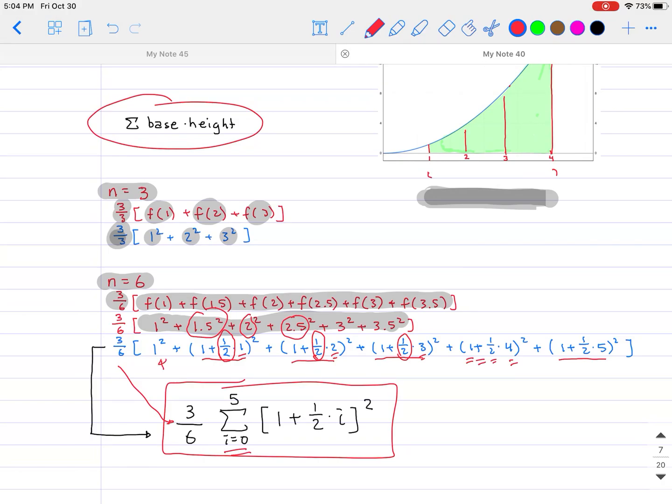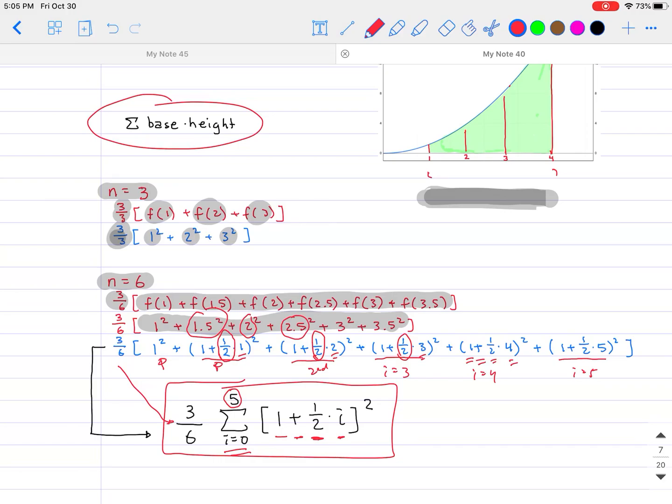Now if I write that up, this is what the summation equation actually looks like. So 3 over 6, right? And then we have a total of 6 terms, but we're starting at i is equal to 0. So this is going to be the 0th term. This is the first term. This is going to be the second term. This is i is equal to 3. This is i is equal to 4. This is i is equal to 5. We're going to go up all the way to 5.